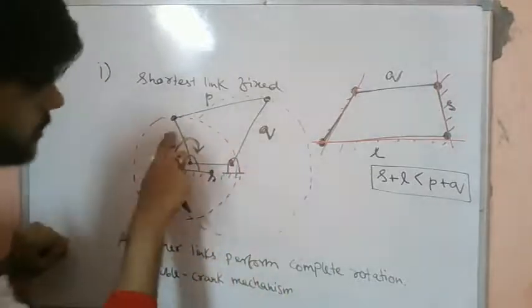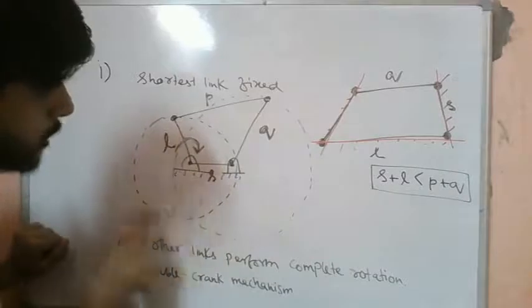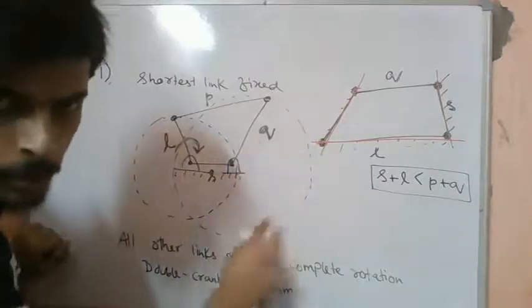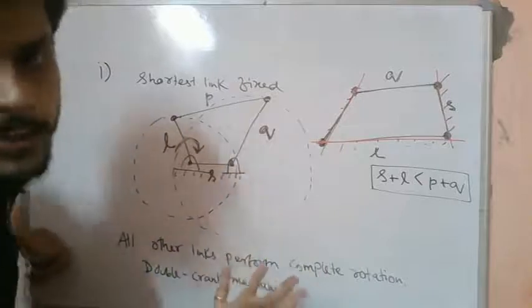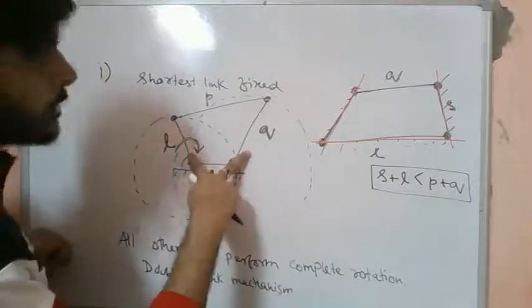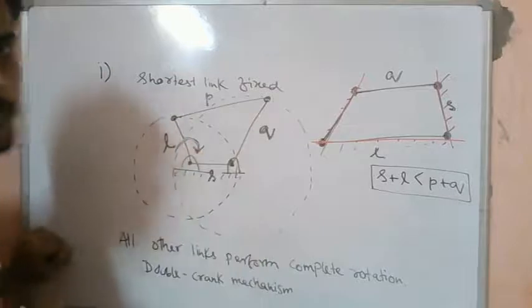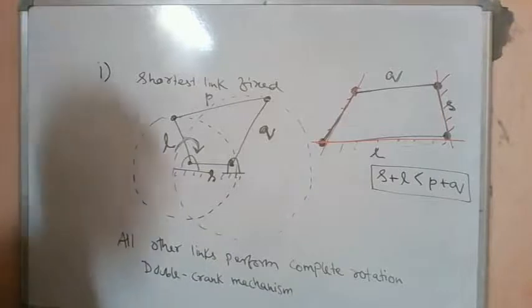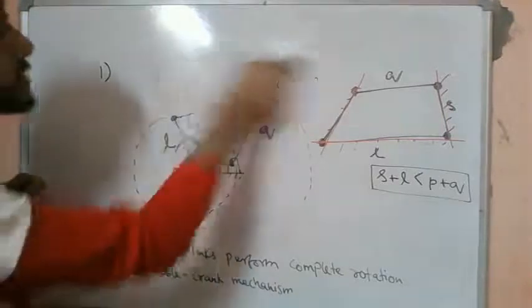So let's say if this is the input link, this can perform a complete rotation, so this is a crank. This is the output link, this can also perform a complete rotation, so this can also be called a crank. So that's why we will call this a double crank mechanism. This is the first type of inversion. Now let's move on to the next type.